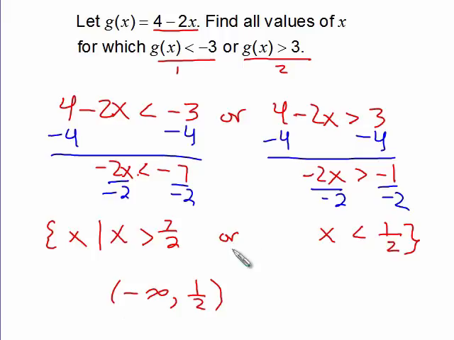And then the word "or" will become a union symbol to connect these two sets of numbers. And the other set of numbers is all the numbers greater than 7/2. So it will start at 7/2 but won't include 7/2 and go to infinity. So this is the same solution set, but now in interval notation.